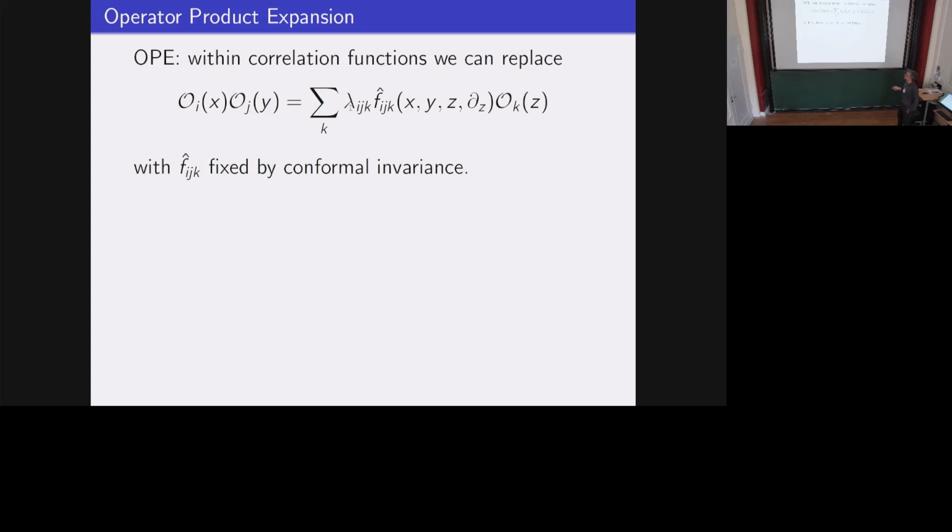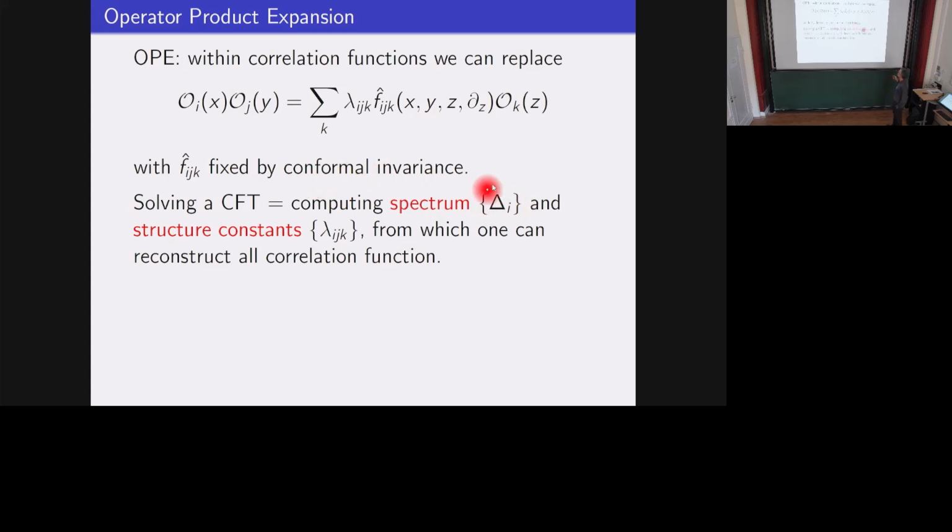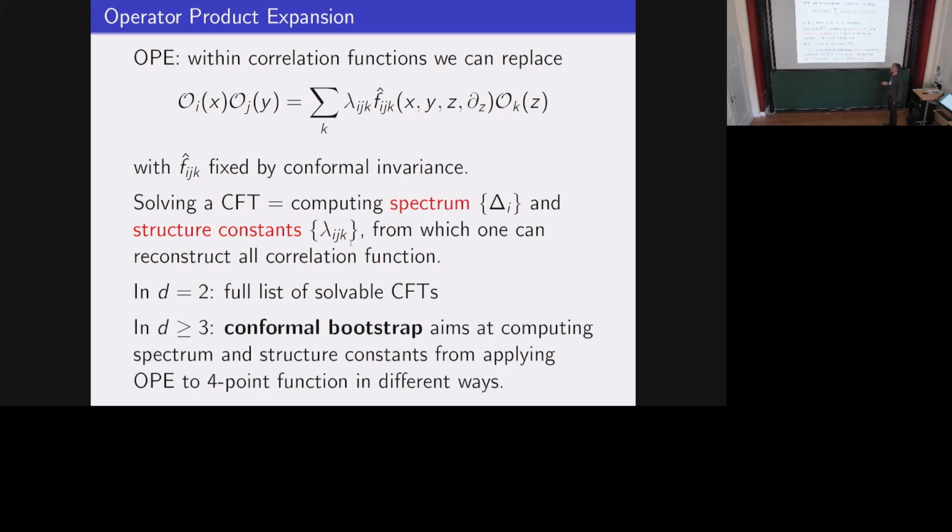So somehow, if you assume that your set of multi-point correlations satisfies conformal invariance and OPEs, then all you need to know in order to compute any multi-point correlation is the set of scaling dimensions, called sometimes the spectrum of the theory, and the set of structure constants. So if you take this perspective, solving a CFT means being able to compute the spectrum and the structure constants. Once you know that, you know how to reconstruct iteratively all possible correlation functions. So in 2 dimensions, there is a full list of solvable CFTs in these and in other related senses. In 3 dimensions, things are more complicated.